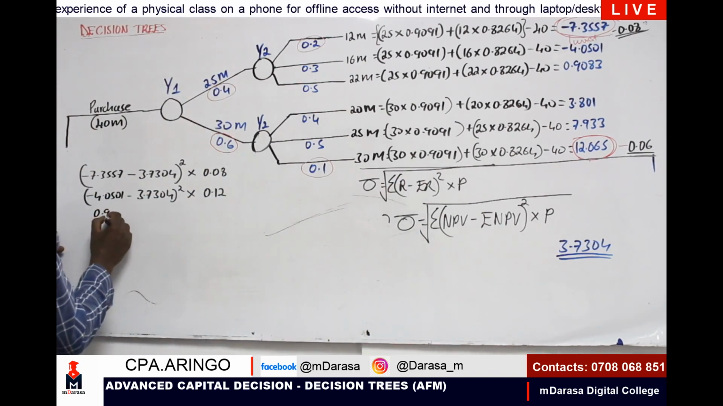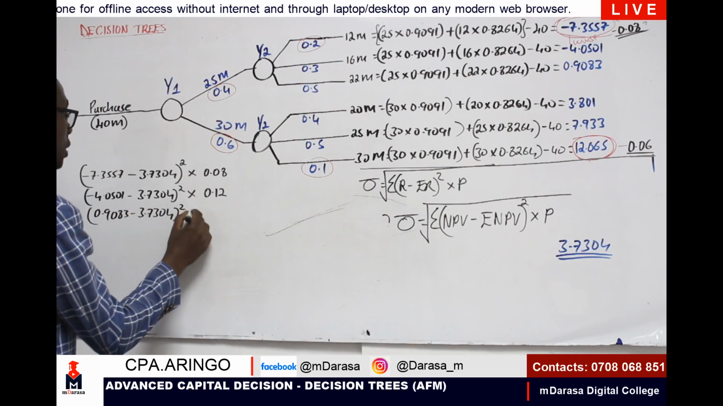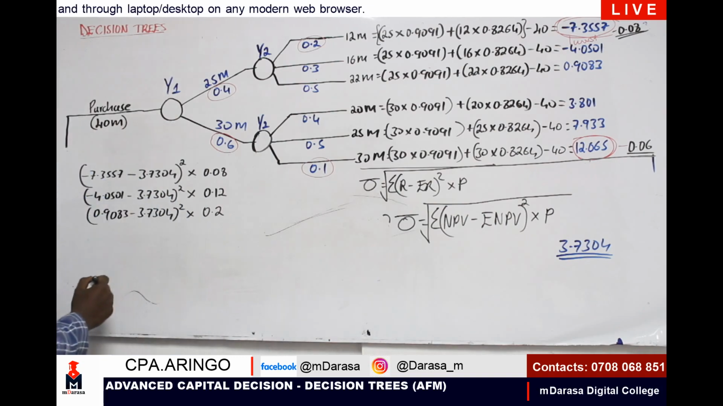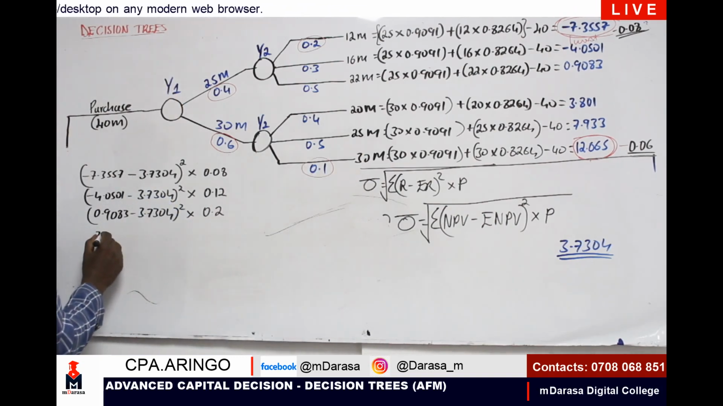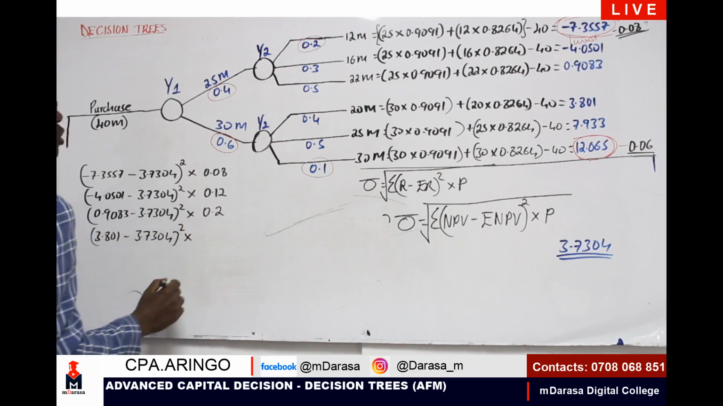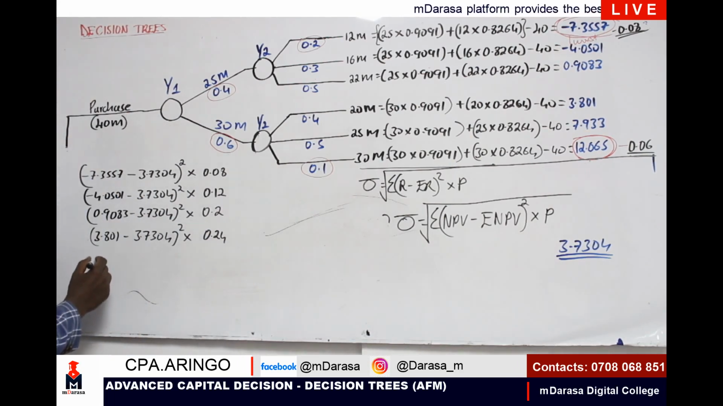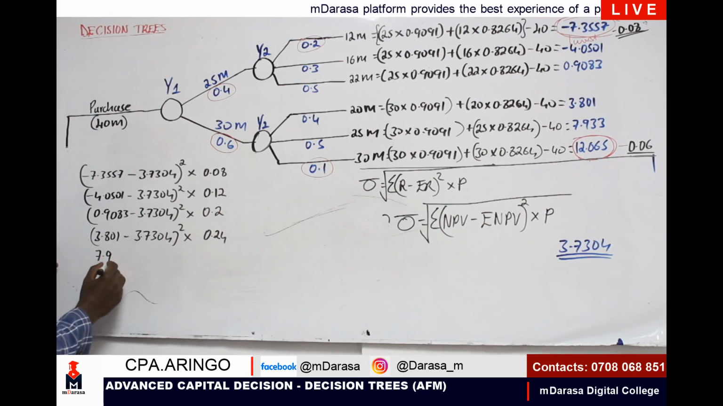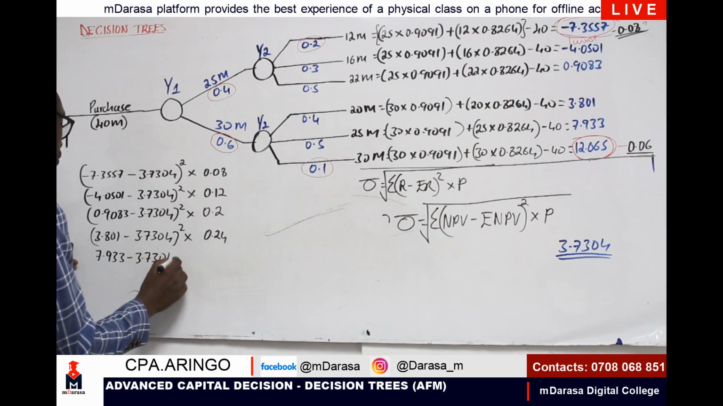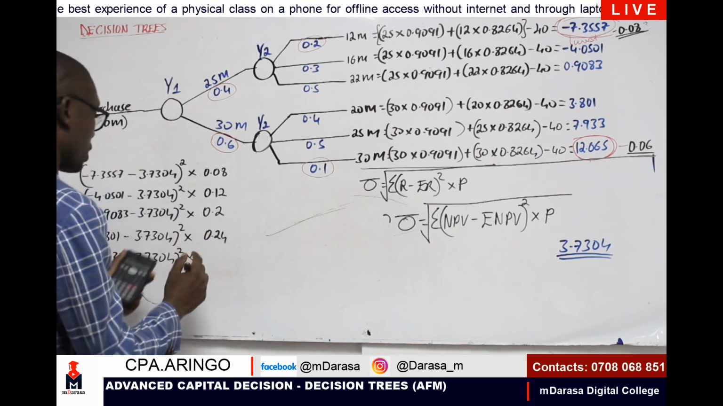NPV 0.9083 minus expected 3.7304. We square times joint probability 0.4 times 0.5, which literally gave us 0.2. Then we proceed to the next item, which I'm having 3.801 minus 3.7304. This one squared times joint probability 0.6 times 0.4 to give us 0.24. The next one is 7.933 minus, of course, 3.7304. We square times our joint probability 0.6 times 0.5 to give us 0.3.